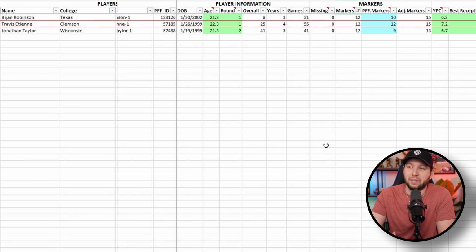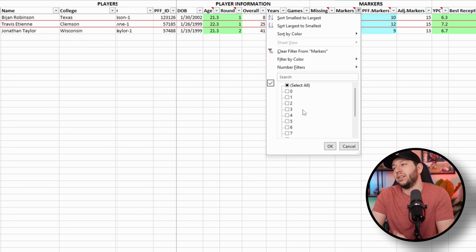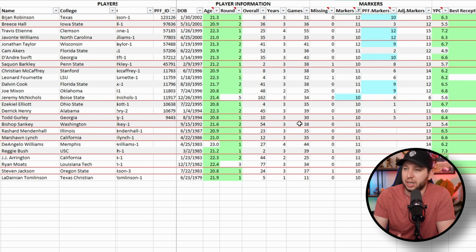I believe this is since 2001, we only have a couple, three perfect prospects in Bijan Robinson, Travis Etienne, and Jonathan Taylor. So since 2001, so essentially over 20 years, almost 25 years of this data, only 3 perfect 12 out of 12 prospects, and all 3 of them came in this decade, which I think is pretty interesting. But again, like the wide receiver position, it's not a bad thing to be in the double digits either.